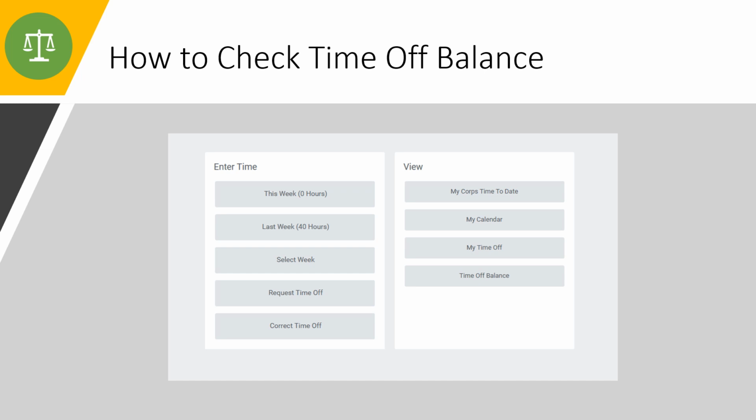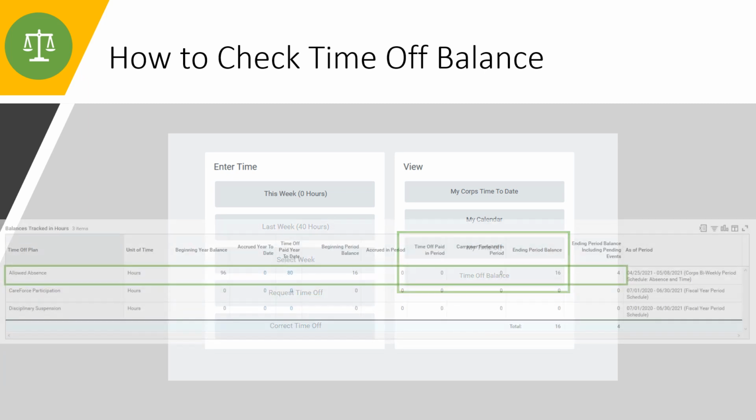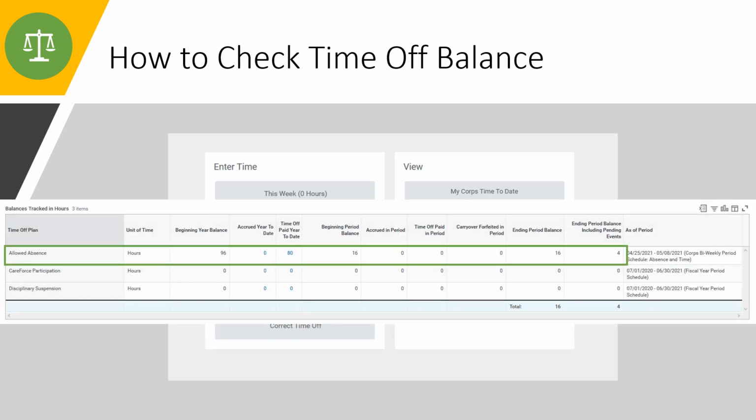ACMs can check their time off balance or how many days off they have left through the time worklet in CY Resource. ACMs can click either My Time Off or Time Off Balance to see how many hours of allowed absences they have left. This is what their time off balance table looks like when you select it. Here we can see how many hours a member has taken under time off paid year to date, as well as how many hours they have left under ending period balance.